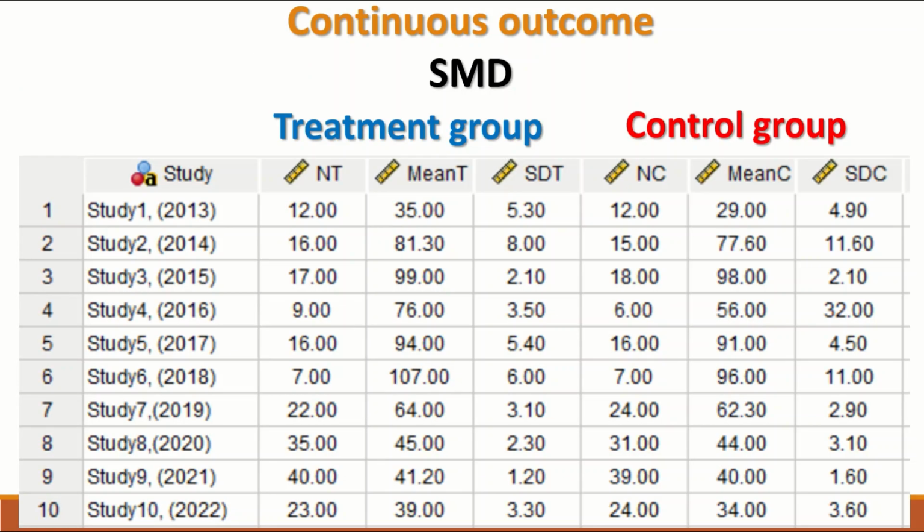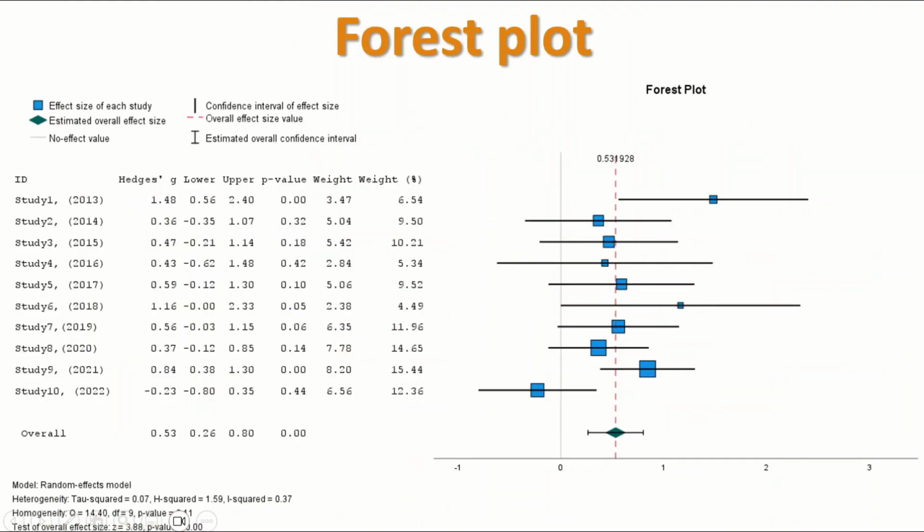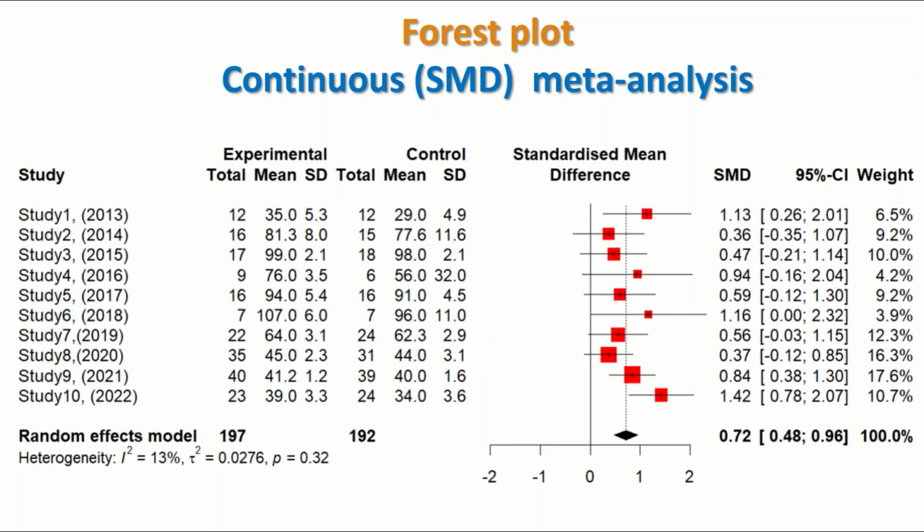I have inserted here data for 10 studies that have a continuous outcome, and for each study the participants were arranged into a treatment group and a control group, and the standardized mean difference was calculated, and the forest plot is generated as described here. This forest plot is produced from the SPSS software. It is based on the SMD and it is a continuous outcome.